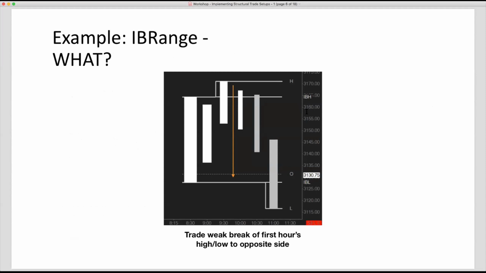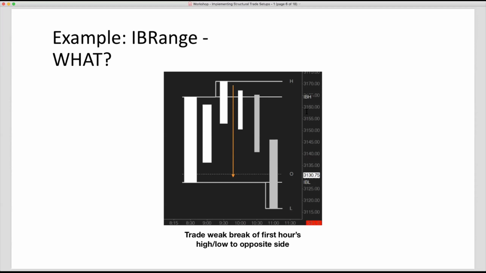There are 6 structural setups which I'm going to cover in this workshop. One of them is called IB range, initial balance range. And here's a simple example, this is actually out of my charting platform. The orange arrow isn't, but what this setup is about is when the instrument has a weak break of the first hour's high or low. So that's a range of prices formed in the first hour, commonly referred to as the initial balance. It's how we trade a weak break of the first hour's high or low to the opposite side of the range that has been formed.